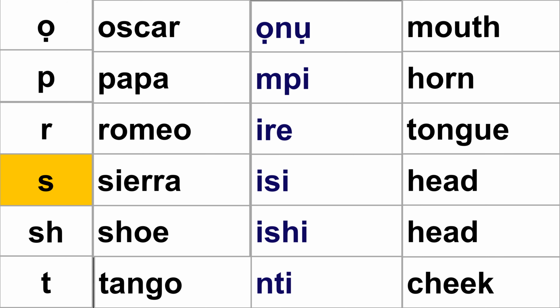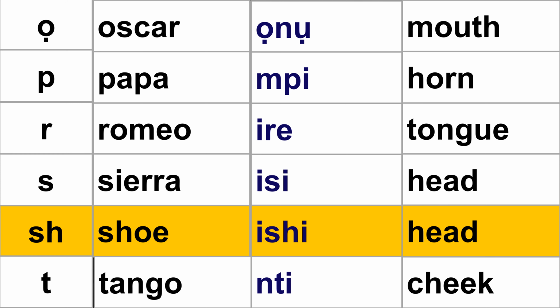Si, Sierra. Isi. Isi is head. She, Shu. She as in Ishi. Ishi is also head. Just dialectical differences. Isi, Ishi. They are both head.